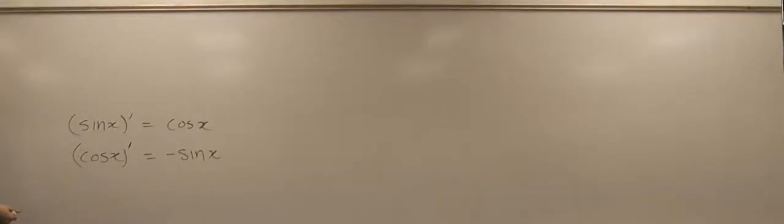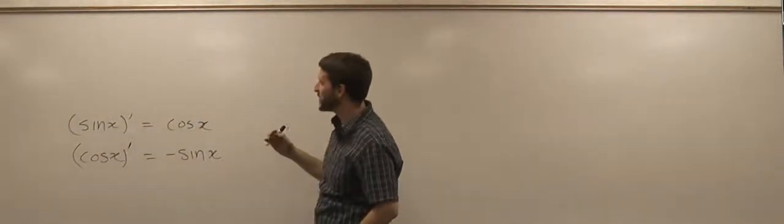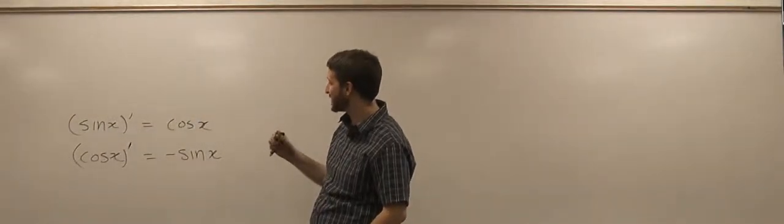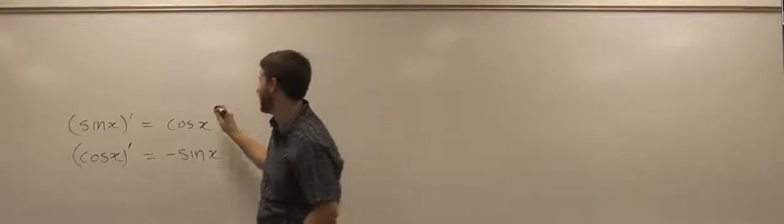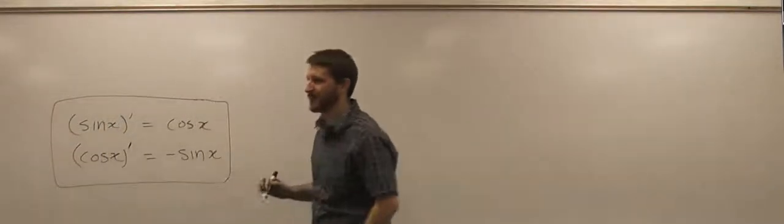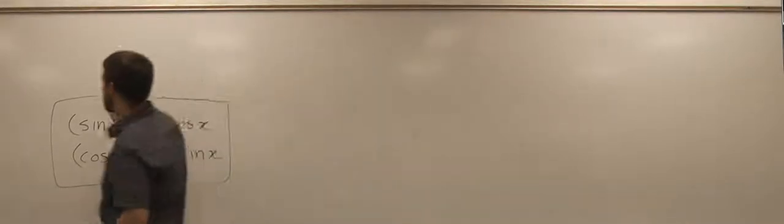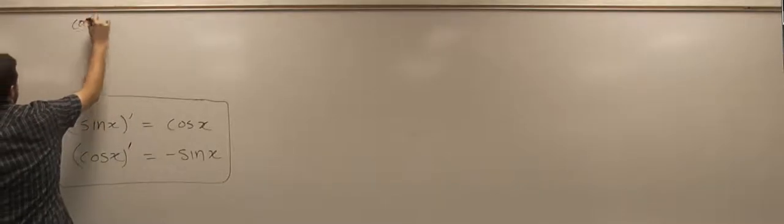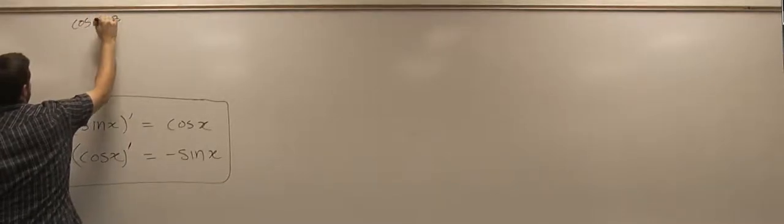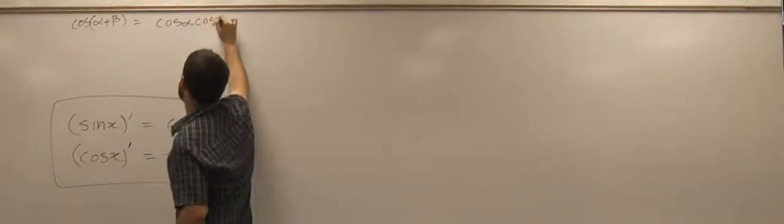Sine thinks it's better than cosine, but cosine knows it's not better than sine. I don't know where that came from. Okay, what was the angle sum formula for cosine? Cosine alpha cosine beta, minus sine alpha sine beta.